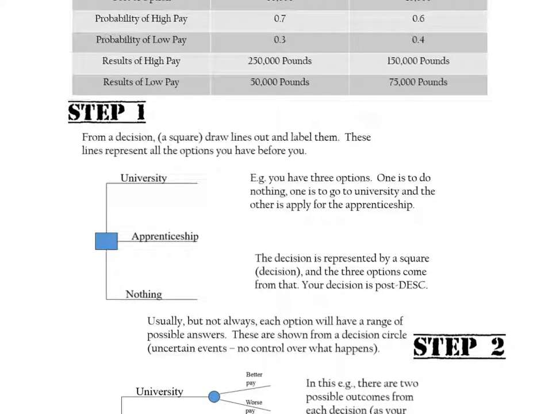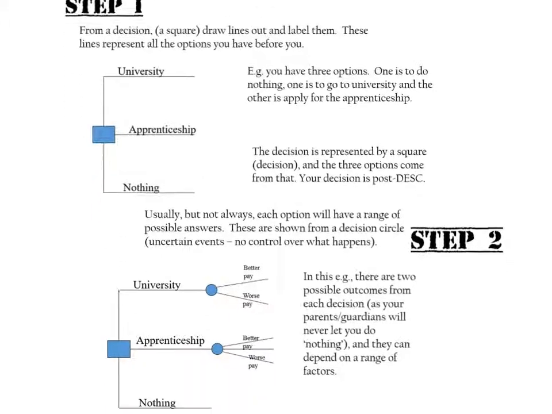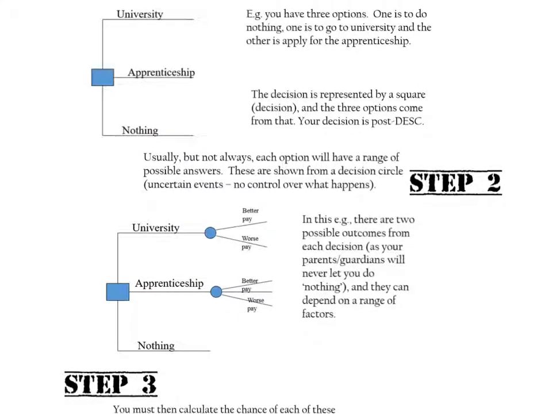Usually, but not always, each option will have a range of possible answers, and these are shown from a decision circle. So uncertain events and no control over what happens. So this is step two. You've got these circles, so there are two possible outcomes from each decision. In this scenario, I've said your parents and guardians will not let you do nothing. So there's no outcome for this one here for doing nothing.